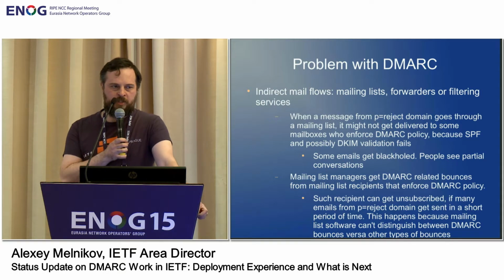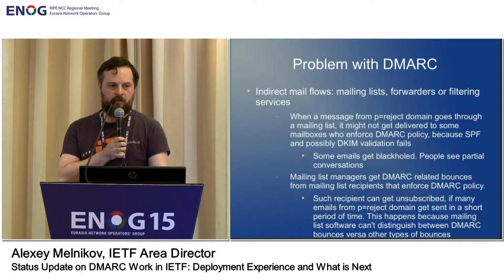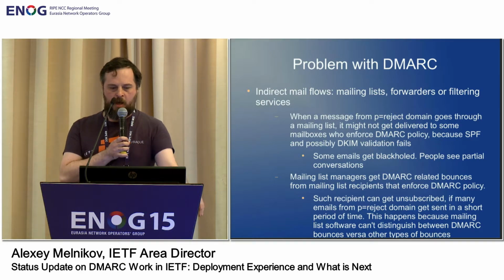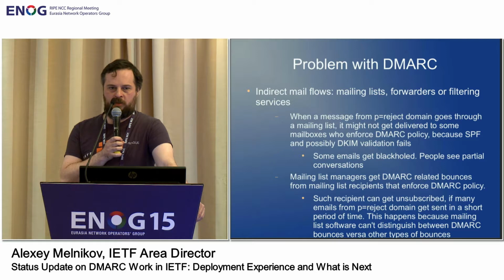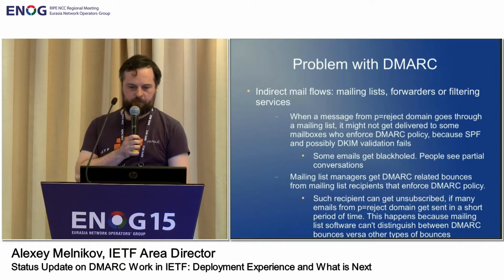As I said, both SPF and DKIM don't work very well with indirect mail flows like mailing lists or forwarding services, because they change the message, or they change where the message is coming from. So a typical side effect, if somebody with a strict p equal reject policy sends a message to a mailing list: first, recipients who enforce DMARC are probably not going to see it, and second, there would be bounces from this message that go to the mailing list manager, and recipients who enforce the policy get unsubscribed. So this is quite a bit of a headache.